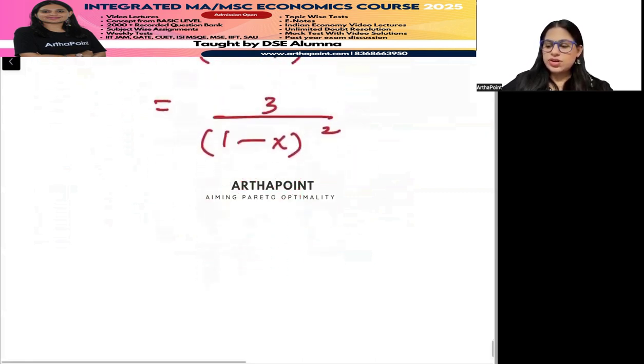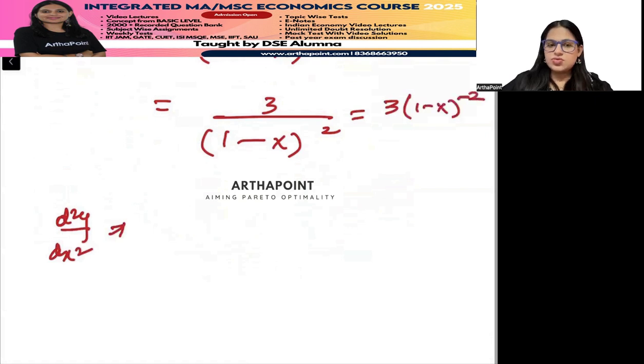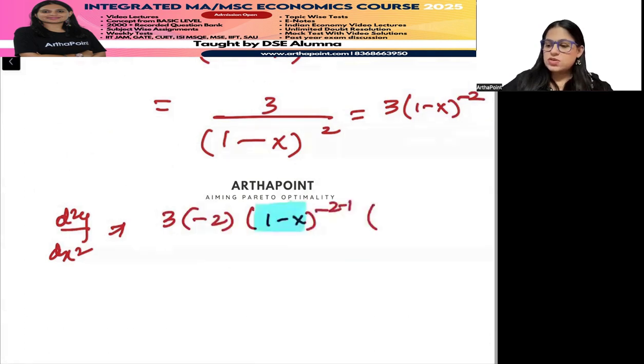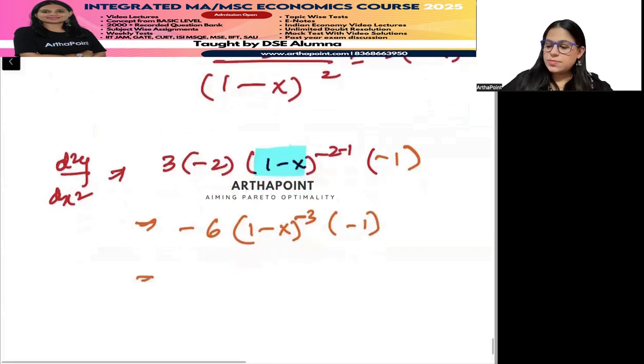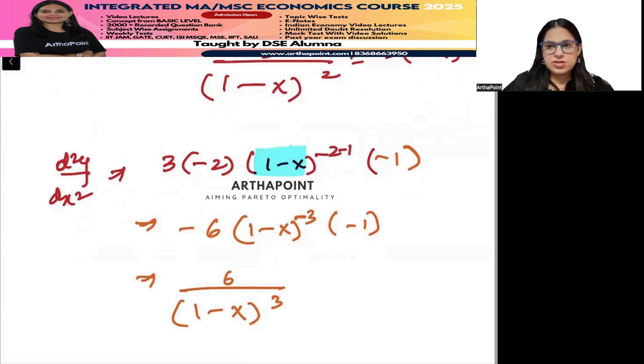Now you are supposed to go ahead and find out d square y by dx square. So isko I can rewrite this as 3 into 1 minus x to the power minus 2. है ना? So 3 power comes down, power reduces by 1, into the differentiation of this, which will be minus 1. So this will be minus 6, 1 minus x to the power minus 3 into minus 1, 6 upon 1 minus x to the power 3. Right? And that will be your answer. समझ रहे हो बात को? So question is very, very simple. अब इसी का third order derivative, I am leaving it to you to find it out.